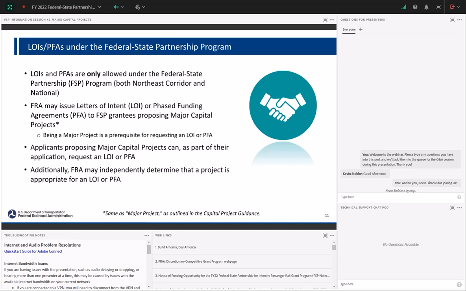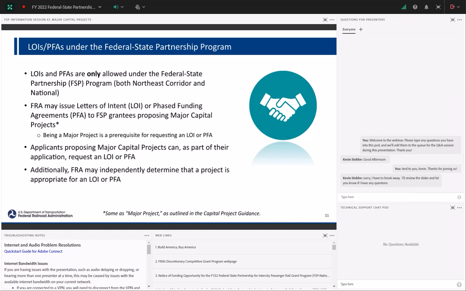So FRA may issue letters of intent or phased funding agreements to FSP grantees proposing major capital projects. And again, as Ryan covered in his portion of the presentation, being a major capital project is a prerequisite to receiving one of these two program tools, and meeting those dollar benchmarks that he mentioned as well.